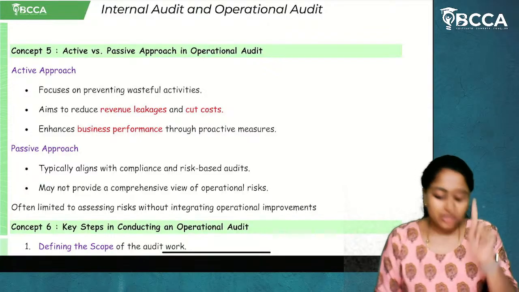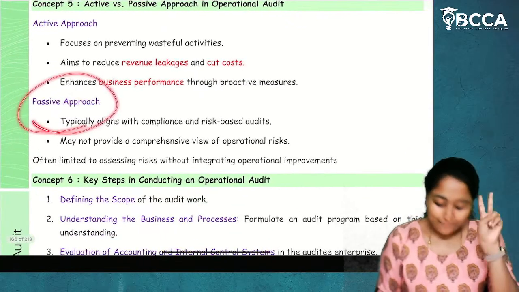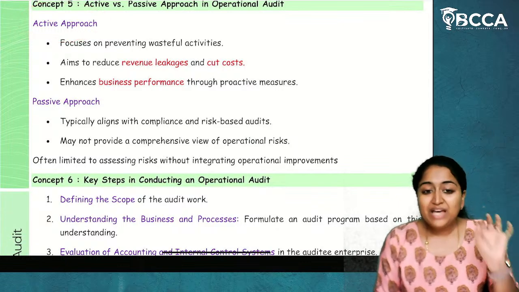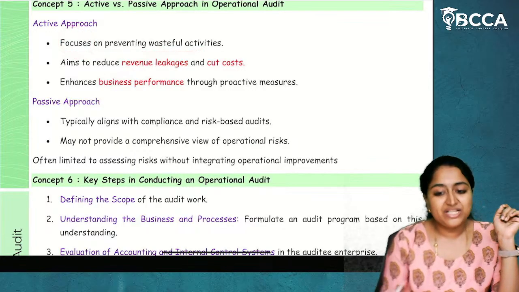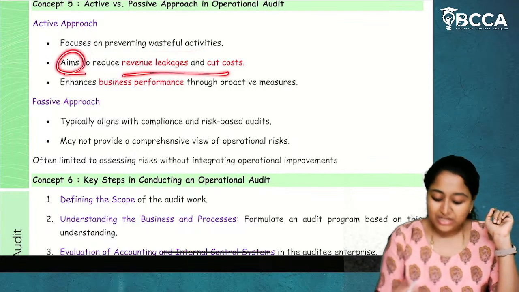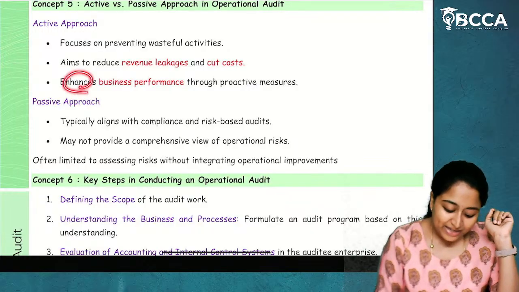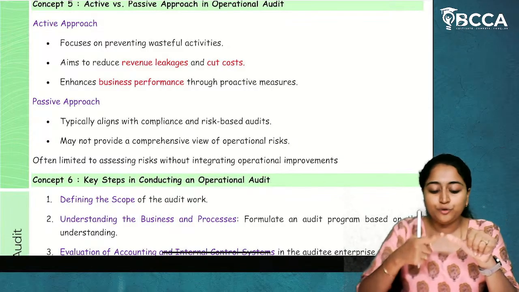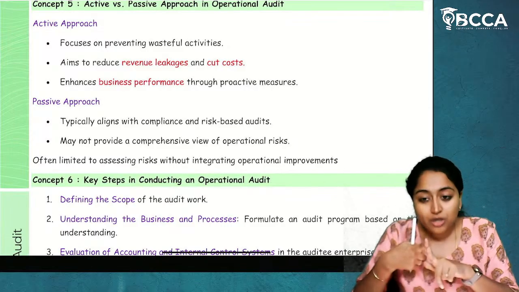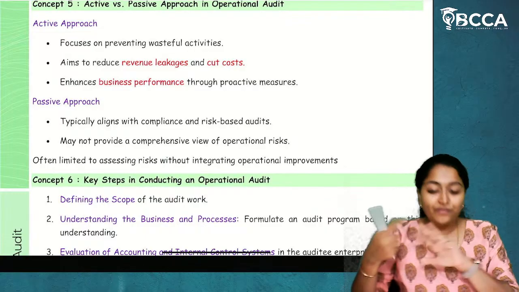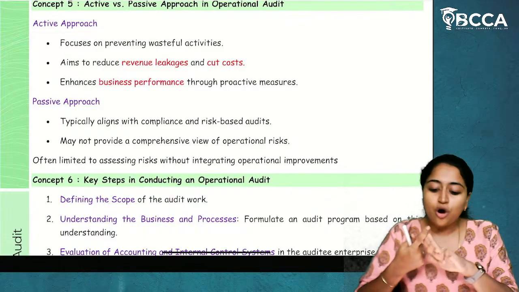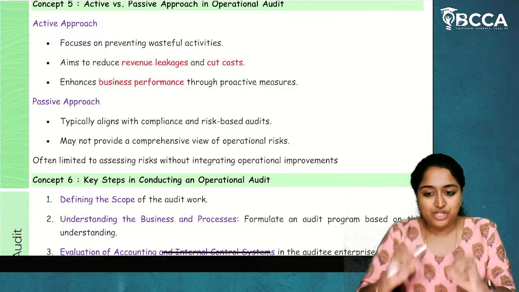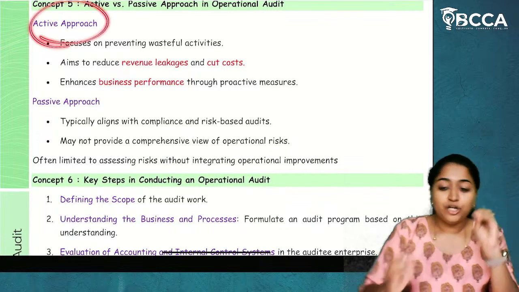We have two approaches. One is the active approach and the next is the passive approach. Now, what is the active approach? If we are focusing on preventing wasteful activities, aiming to reduce revenue leakage and cut down cost, and enhance business performance through proactive measures; if you are trying to improve business performance, cut down the cost, prevent wastage and revenue leakage, and with all this consideration we are doing any evaluation, then it is called the active approach.